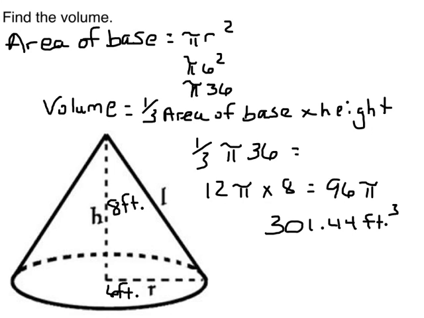And that's the formula, 1/3 of the area of the base times the height, so 1/3 times pi times 36, and then we need to multiply that by the height, which is 8. So this would be 12 times pi times 8 equals 96 times pi, which is 301.44 feet cubed. Volume is cubed.